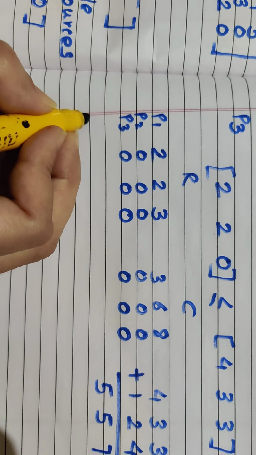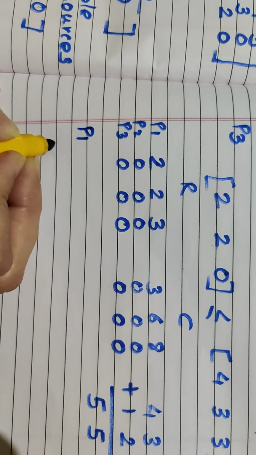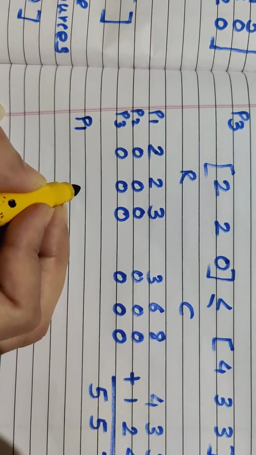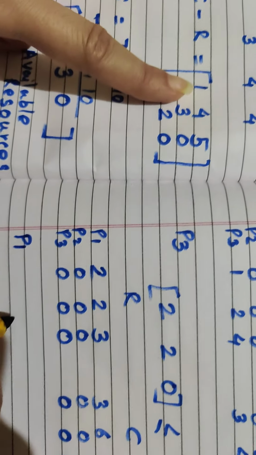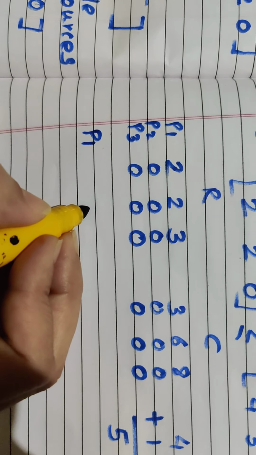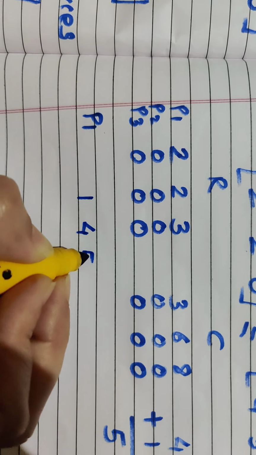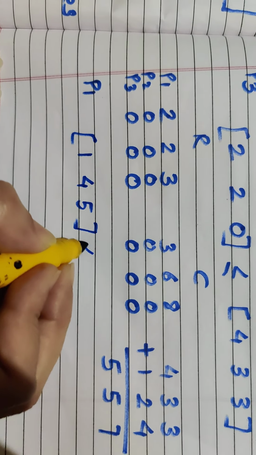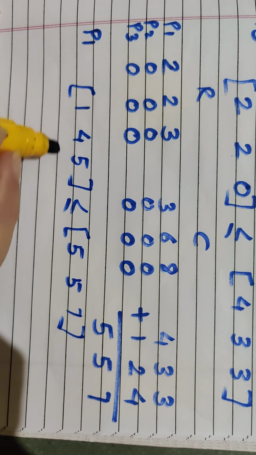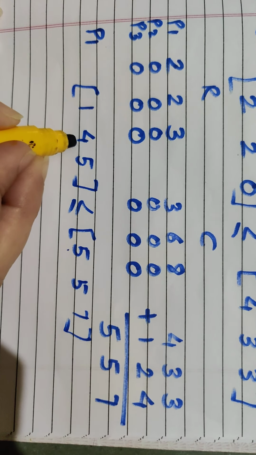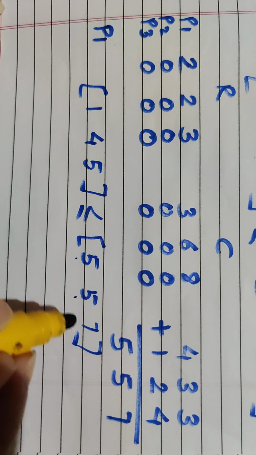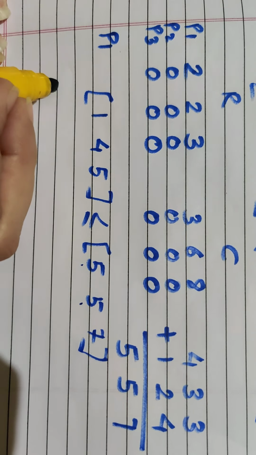So next we have to check P1, whether P1 is in safe state or not. So we have to check the condition, the need matrix. For P1, what was the requirement? 1, 4, 5. So we have to check whether this 1, 4, 5 is less than or equal to the available matrix, that is 5, 5, 7. So 1 is less than 5, yes. 4 is less than 5, yes. 5 is less than 7, yes. So this condition is true. So P1 will do its task.